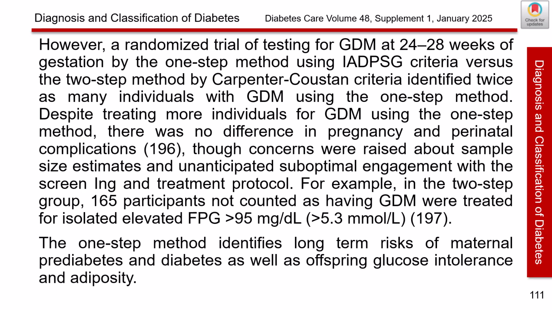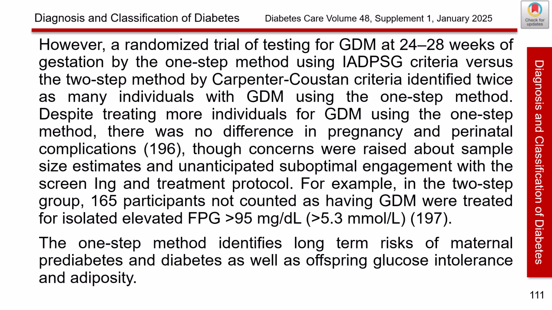However, a randomized trial of testing for gestational diabetes mellitus at 24 to 28 weeks of gestation by the one-step method using International Association of Diabetes and Pregnancy Study Groups criteria versus the two-step method by Carpenter-Coustan criteria identified twice as many individuals with gestational diabetes mellitus using the one-step method. Despite treating more individuals for gestational diabetes mellitus using the one-step method, there was no difference in pregnancy and perinatal complications, though concerns were raised about sample size estimates and unanticipated suboptimal engagement with the screening and treatment protocol.